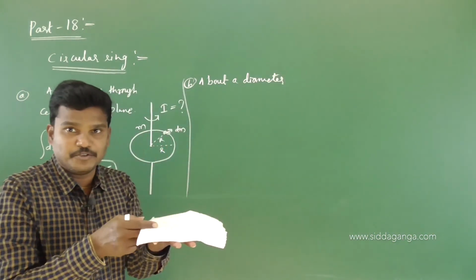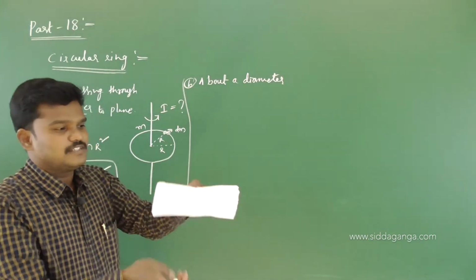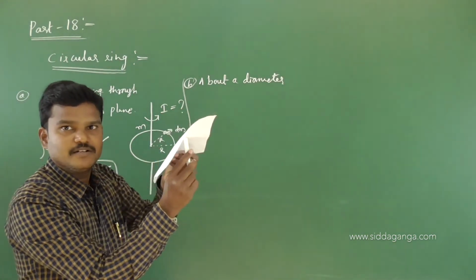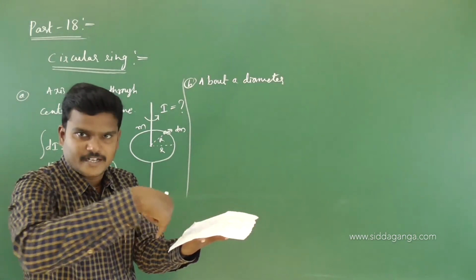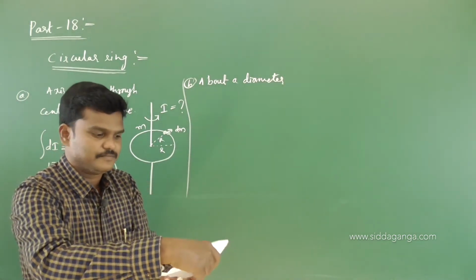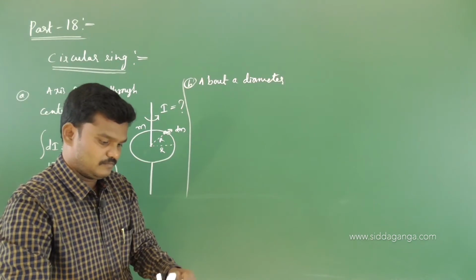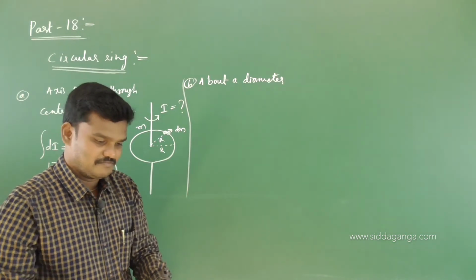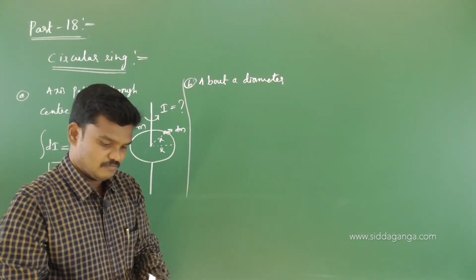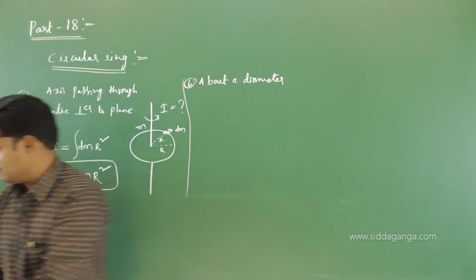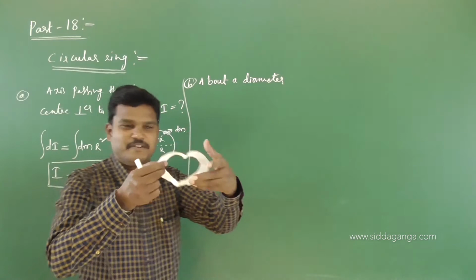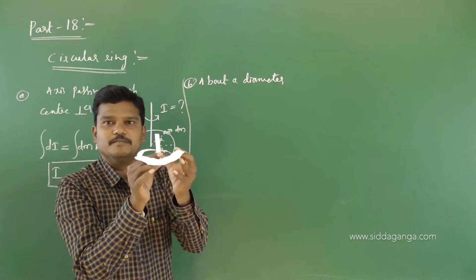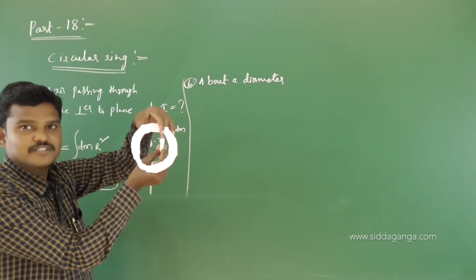Feel this is some circular ring. First one is the axis passing through the center perpendicular to the plane, like this, it is rotating. Second, feel this is a ring cut in the ring shape, don't feel it as a disc. So for the ring, the first one, axis passing through center perpendicular to the plane, the formula is I is equal to mr square.